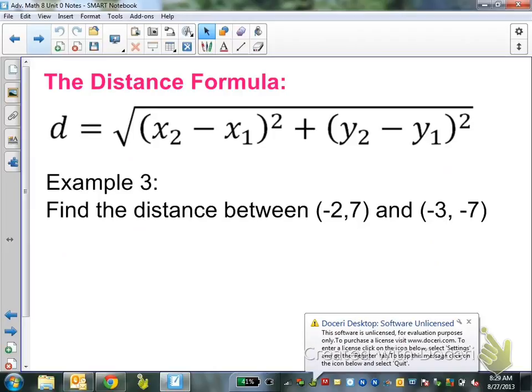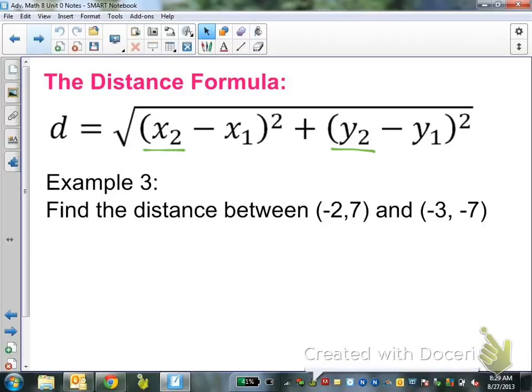The only thing I need to draw your attention to is, what do you guys notice about the x1, x2, y1, and y2? About the order of things. I have to put x2 first. Whichever x you use first, you have to use that y first, okay? So it's like finding the slope. Whichever x you use first, you have to use that y first. It has to go in the same order. So write the distance formula out, and then we will do this example together.